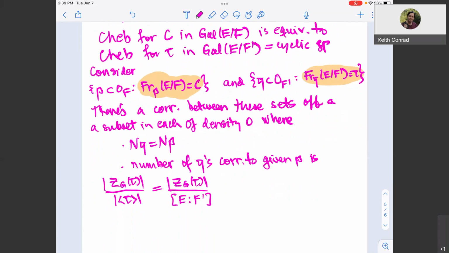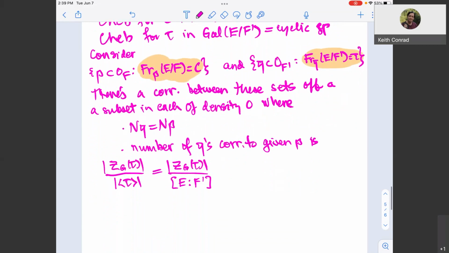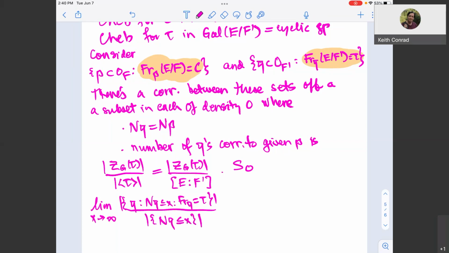And so, because the correspondence between prime ideals is a many-to-one mapping, where this many count is basically always the same off subsets of density 0, what that tells us is that if we take this limit for the count of the Q's with Frobenius element tau, I'm just going to write the number of Q's of norm up to X, this is going to equal, up to this multiplicity factor, the limit with the count of the p's.